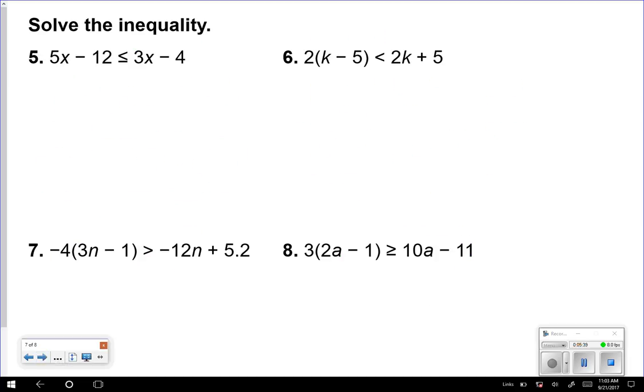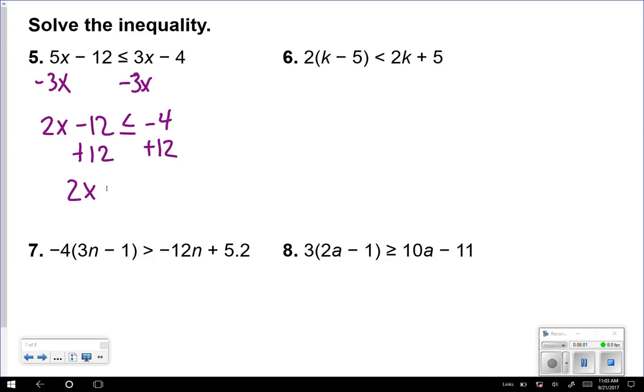Okay, so we have some more examples. I'll do 2, you'll do 2. Okay, so here I'm going to subtract 3x from both sides because it's already simplified. I just need to get my x's to the same side. So I have 2x minus 12 is less than or equal to negative 4. Now I just have a two-step inequality here. Add 12 to both sides. So I have 2x is less than or equal to 8. Divide by 2, and x is less than or equal to 4.